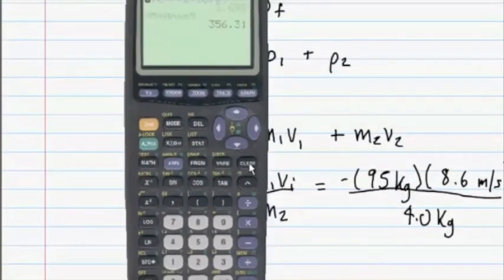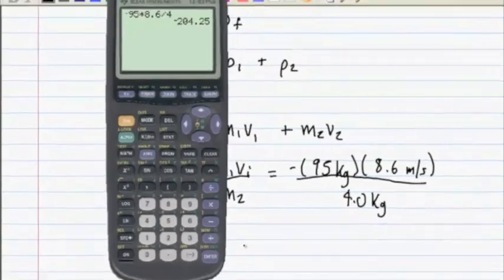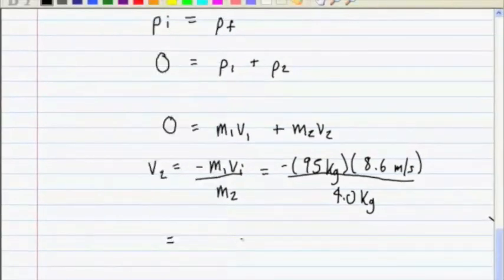Now I'll put that into the calculator and solve. We've got negative 95 times 8.6 divided by 4 gives us a somewhat surprising negative 204. So negative 204 meters per second.